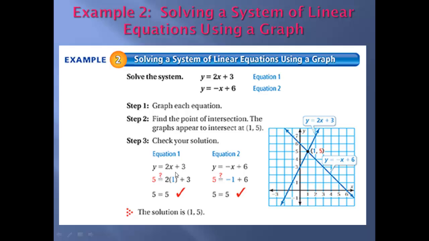So we can plug in 1, and we'll have 2 times 1, which would be 2, plus 3 is 5, and we would get 5 for y. We can also then plug in 1 in our second equation for x. So we're going to get negative 1, plus 6 is also 5. So this works for both of our equations.